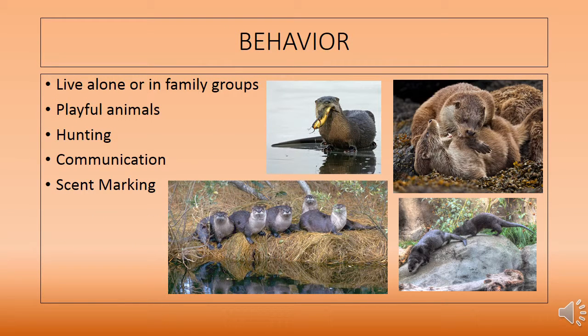So now we're going to end this presentation with talking about the relevant behaviors of the North American river otter. The individuals generally live alone or in family groups, typically females and their young. They're extremely playful animals. They have behaviors such as playing in the mud and snow, sliding, burrowing, and water play. These activities actually do serve a purpose, though. They're used to strengthen social bonds, practice hunting techniques and ways of communication, and scent marking.